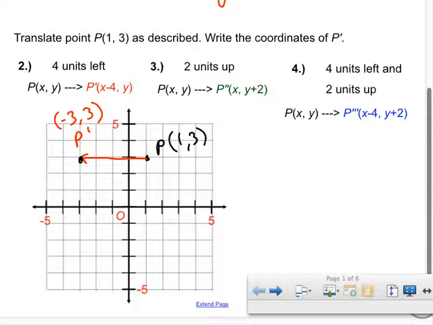So if you notice, my x value stays the same. So I'm staying in the same spot. But my y value increases by 2. So you're going to go up 2. And so we have our new point, P double primed. And that's this point right here. And that point is 1, 5, like Trinity just said. Are we good?